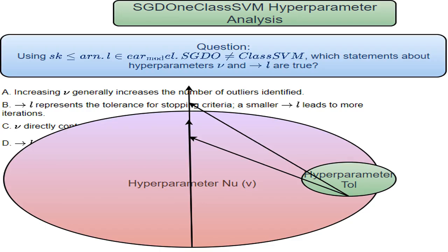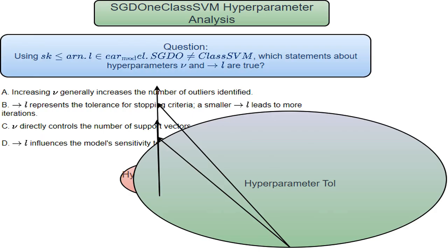I see that NU is a hyperparameter in SGDOneClassSVM. I understand that it influences how sensitive the model is to outliers and sets an upper bound on the fraction of training errors and a lower bound on the fraction of support vectors. A higher value means the model is more tolerant of outliers. This refers to the tolerance parameter, TOL. I understand that it controls when the algorithm stops iterating. A smaller TOL means the algorithm will run for more iterations to achieve a higher level of accuracy before it stops. It's all about the precision of the model's optimization. It does not directly affect how many outliers the model detects.